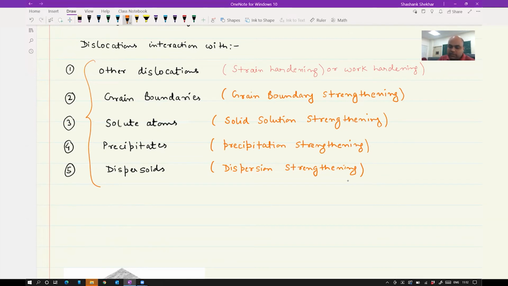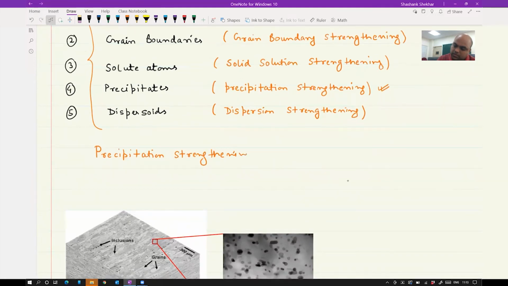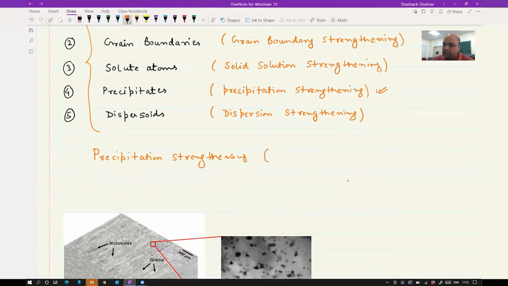But today I'm going to start talking about precipitation strengthening. So let's talk about precipitation strengthening first. Precipitation strengthening is also sometimes called age hardening. I will tell you why this name is given, especially for aluminum alloys. So we are going to discuss this.